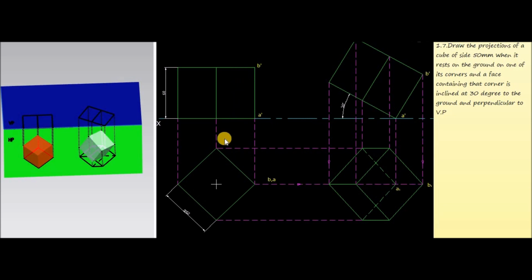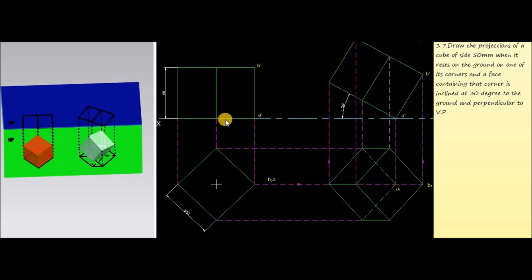the initial position. Now we are going to rotate the cube with respect to the bottom corner A in such a way that the face contained in the corner will make an angle of 30 degrees with the ground or horizontal plane, and this face is perpendicular to the vertical plane. Now this is the condition. So the point A dash will be on the XY line because, as we mentioned earlier, the cube is resting on the horizontal plane.